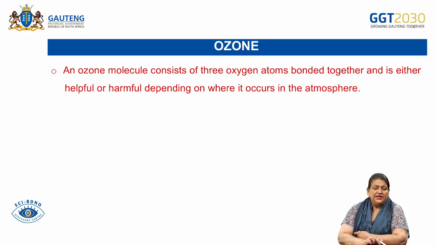So ozone is a molecule that consists of 3 atoms of oxygen, and these atoms are bonded together, right? But what does ozone do? Ozone actually protects the Earth from the harmful ultraviolet light.